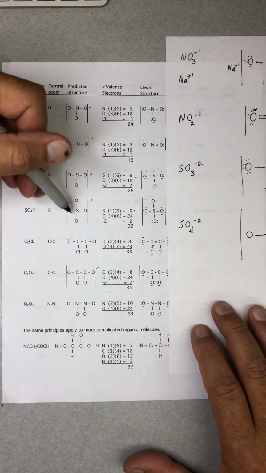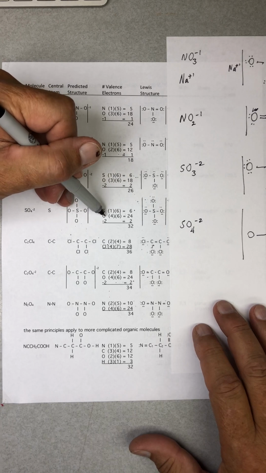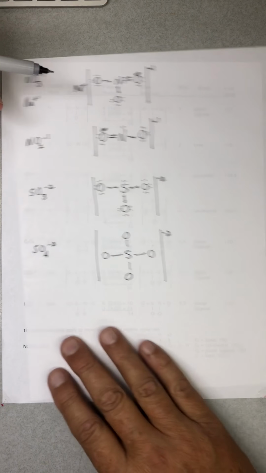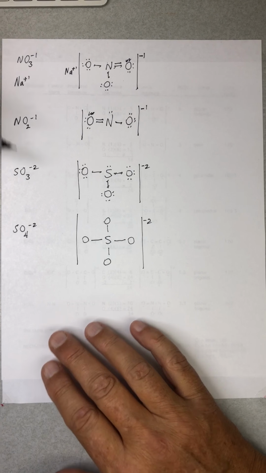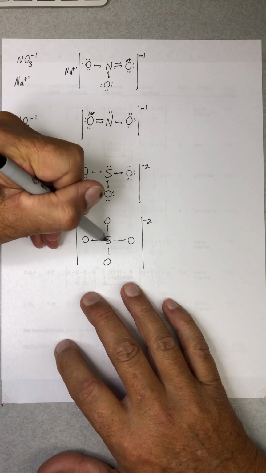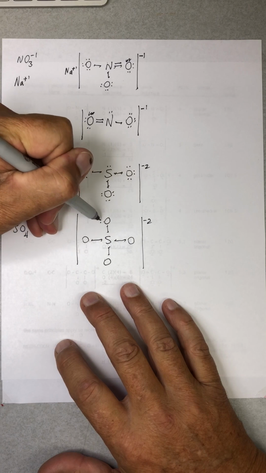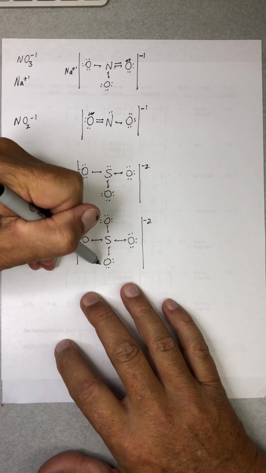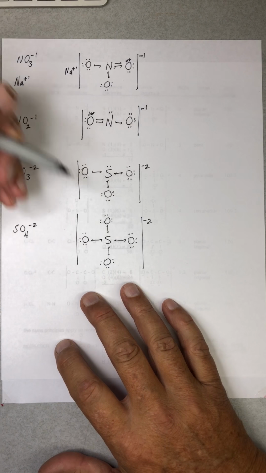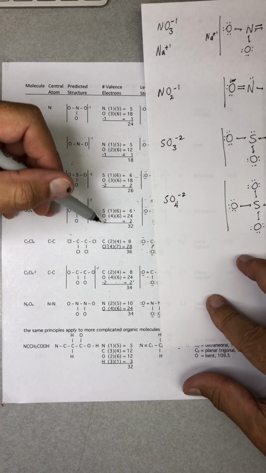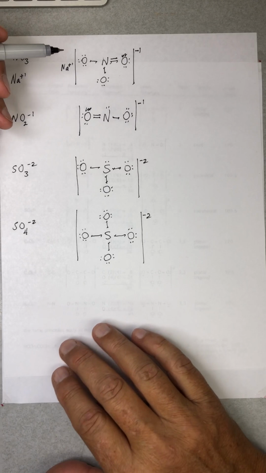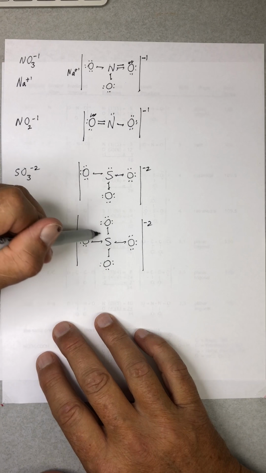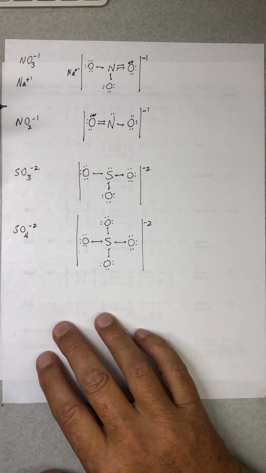So I count up all my valence electrons. 6 from sulfur, 24 from oxygen. That -2 means 2 more, so a total of 32. So first into the bonds, then to the outer atoms. 1, 2, 3, ... 32. Did I do that right? Yep, 32. So then I check for the octet rule. So 8, 8, 8, 8, 8. Every atom in there is happy.